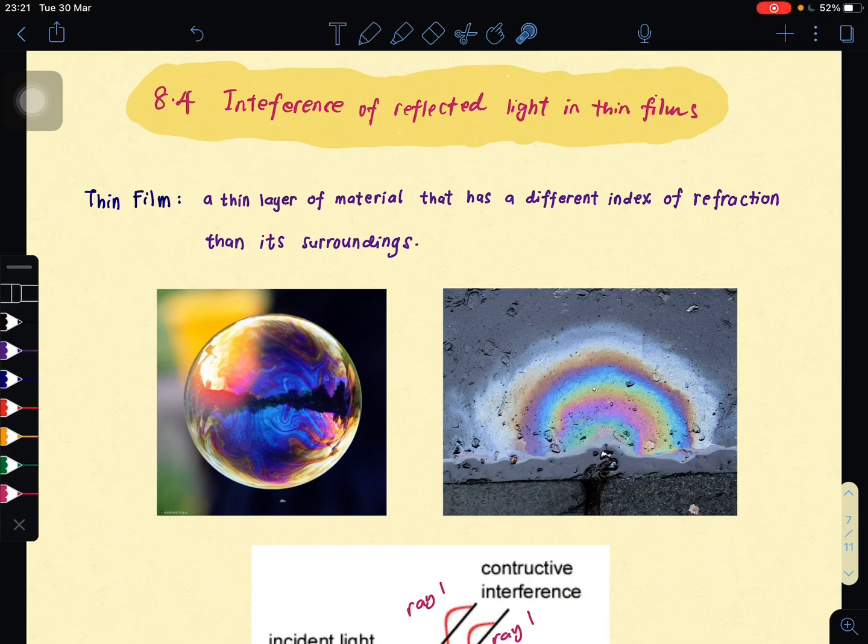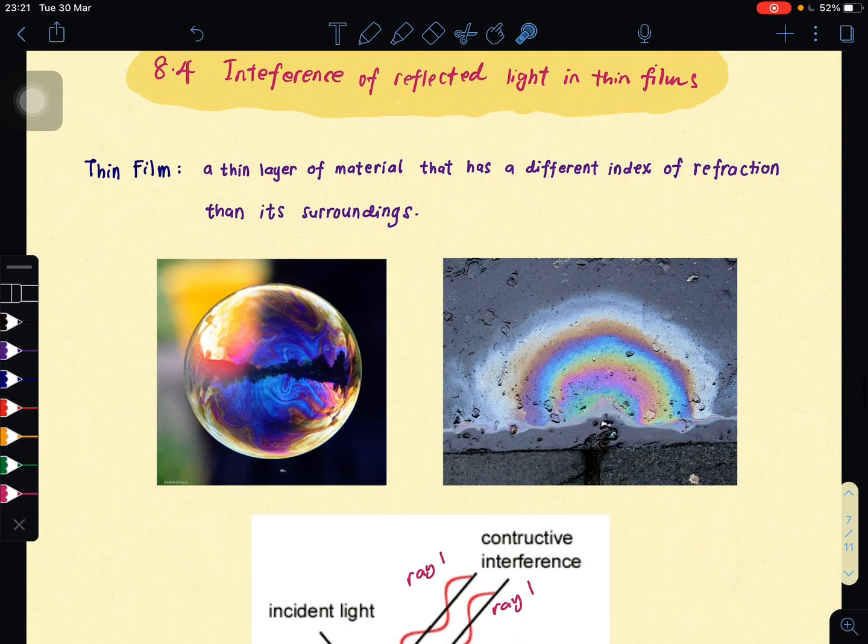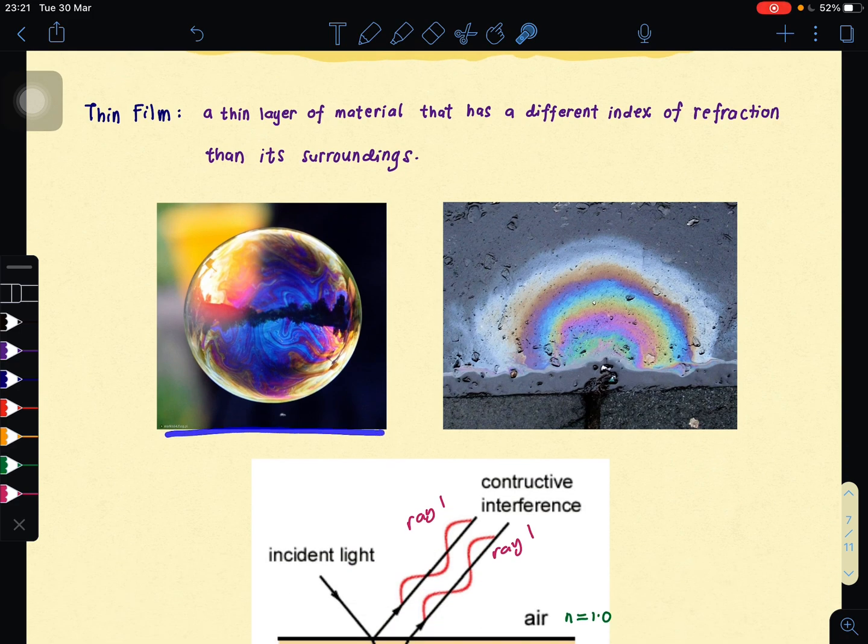The next subtopic we are going to learn is 8.4, interference of reflected light in thin films. A thin film is basically a thin layer of material that has a different index of refraction than its surrounding. As you can see here, we have two pictures. The first picture you are very familiar with. This one is what we call a soap bubble.